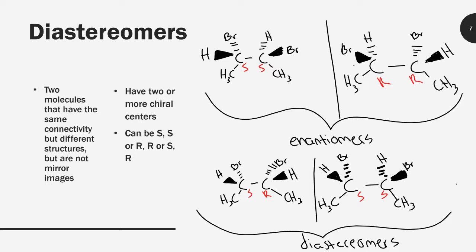But in the second case, if I have an SR, or if it was RS, and you're comparing it to SS or RR, these are still stereoisomers. They still have the same connectivity, but different structures, but they're not mirror images. Okay, so these are diastereomers. Make sense? Okay.